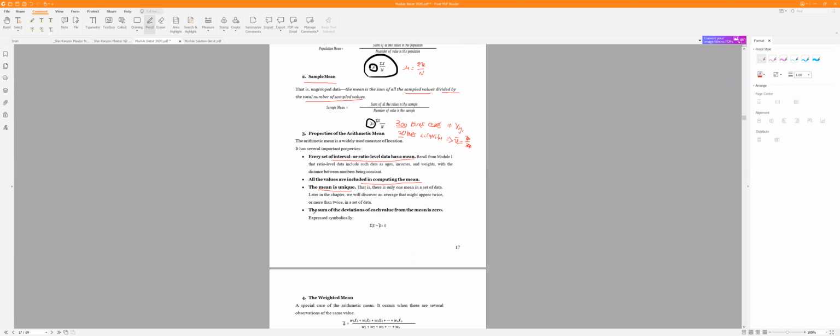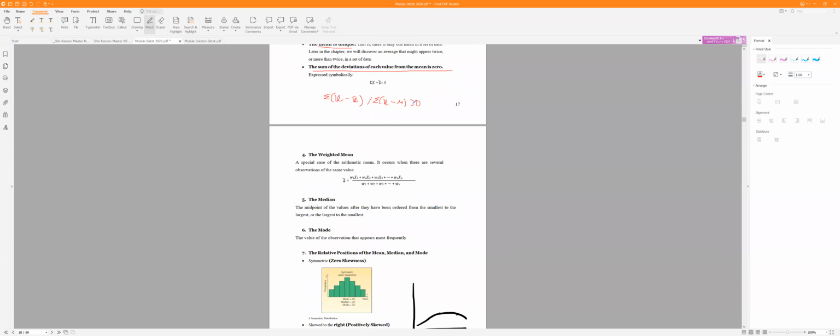And the sum of the deviations of each value from the mean is 0. So the sum of x, where x is a value, minus the mean should be 0. Well, it might be close to 0. So 0.0000005, for example, that's 0, right?